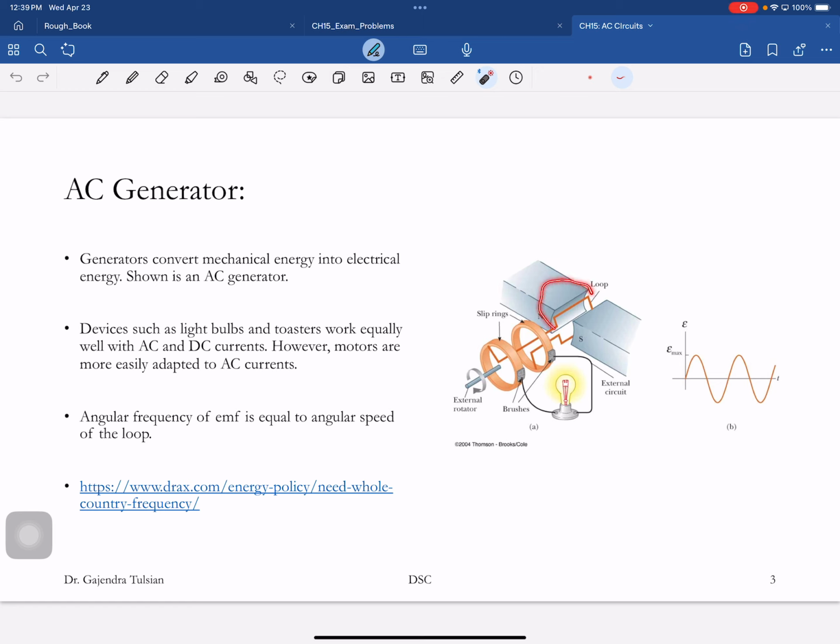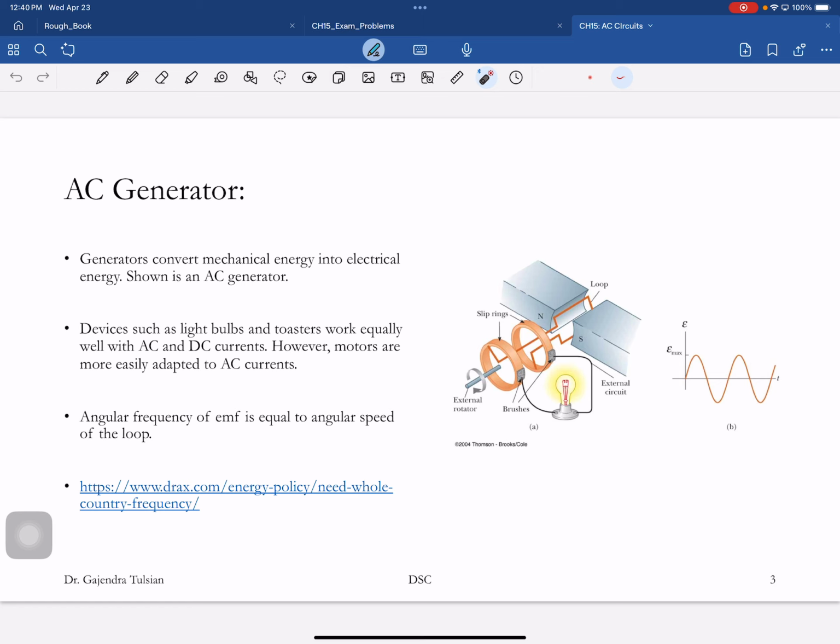So what this device is doing is converting mechanical energy. You're putting in mechanical energy when you're turning this thing, you have to do work to turn this coil, and that is being converted to electrical energy. So this is a generator, converting mechanical energy to electrical energy. How do you turn this coil?